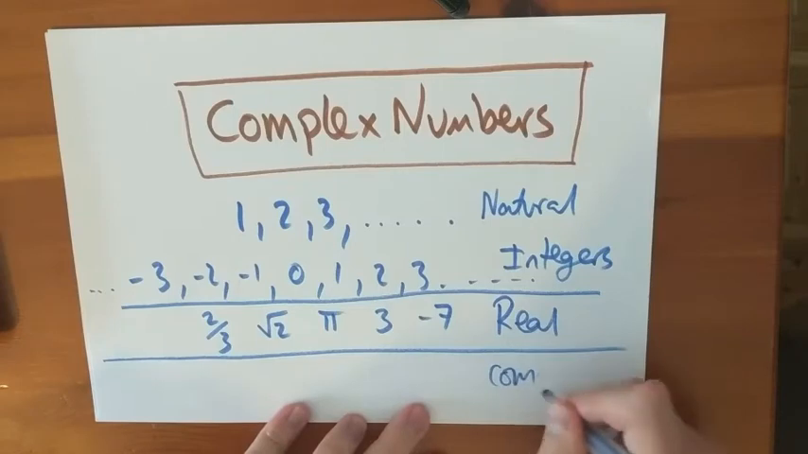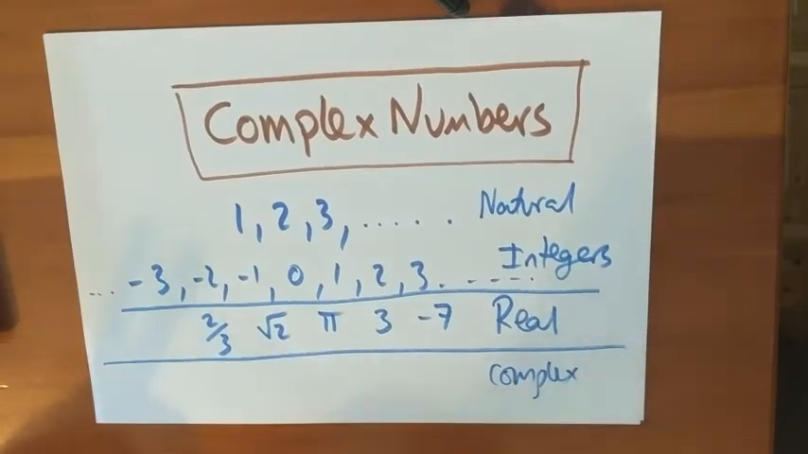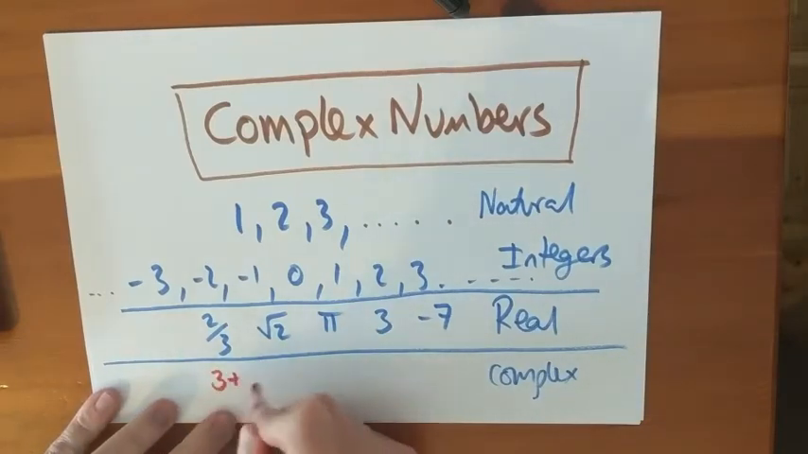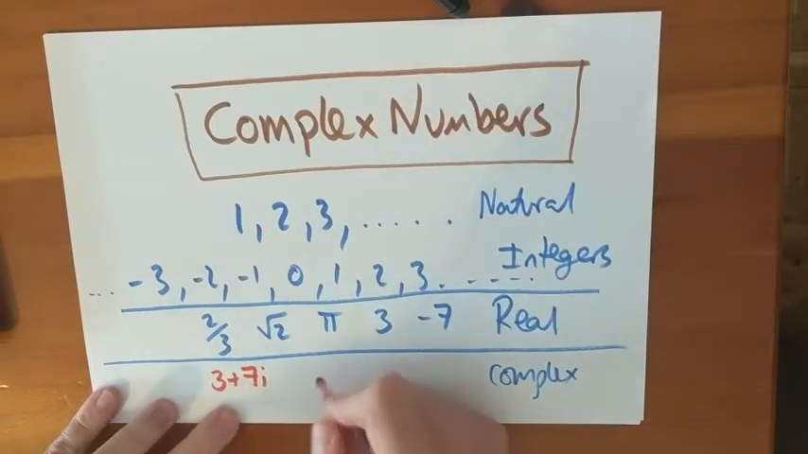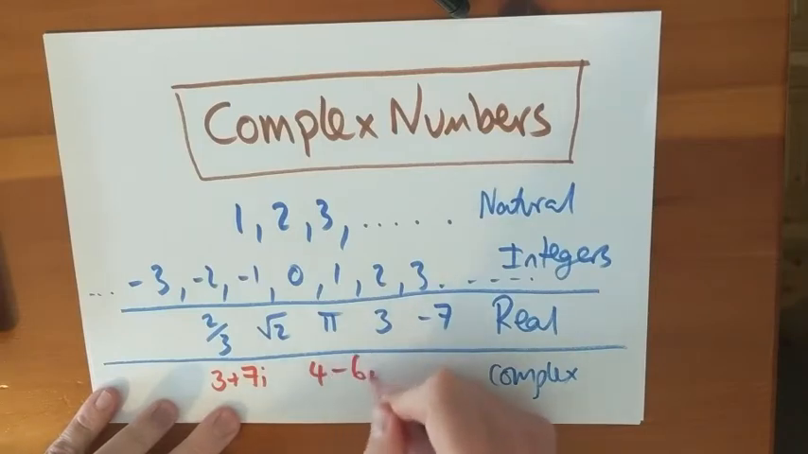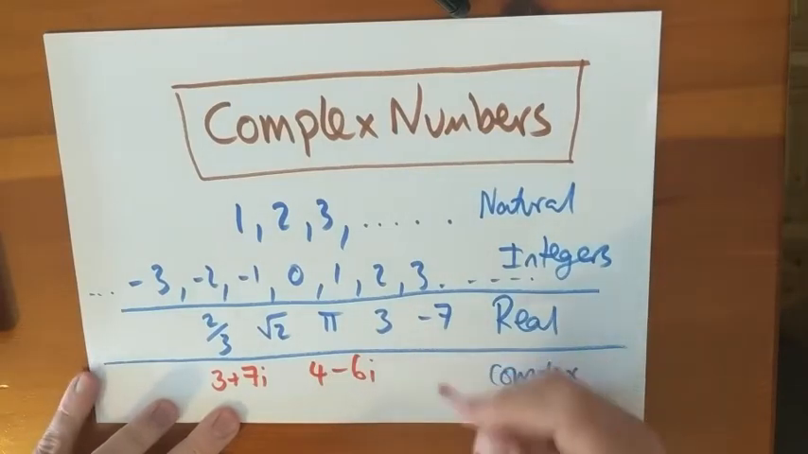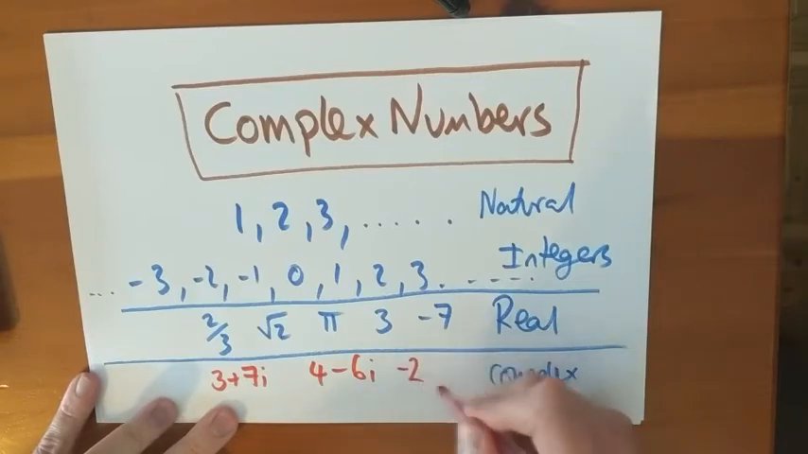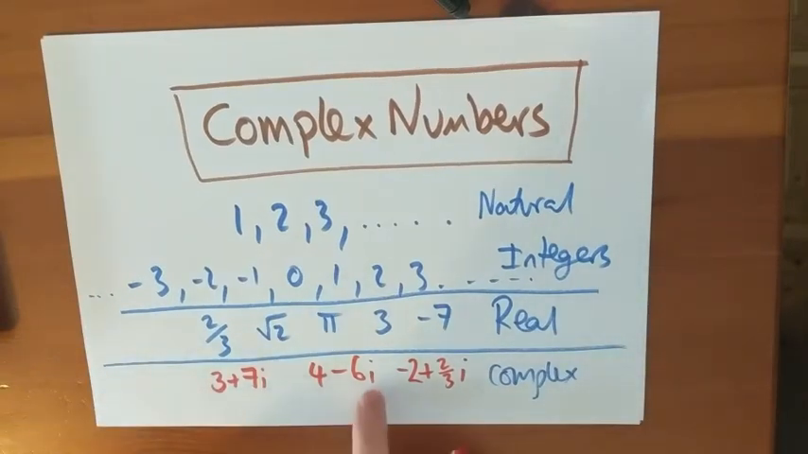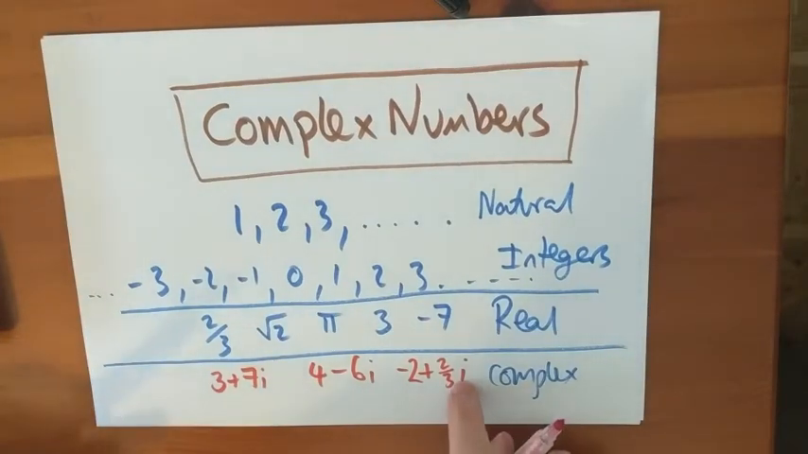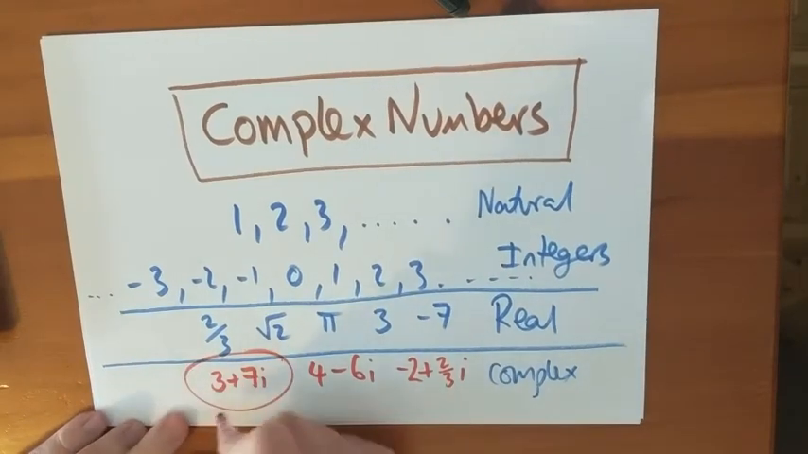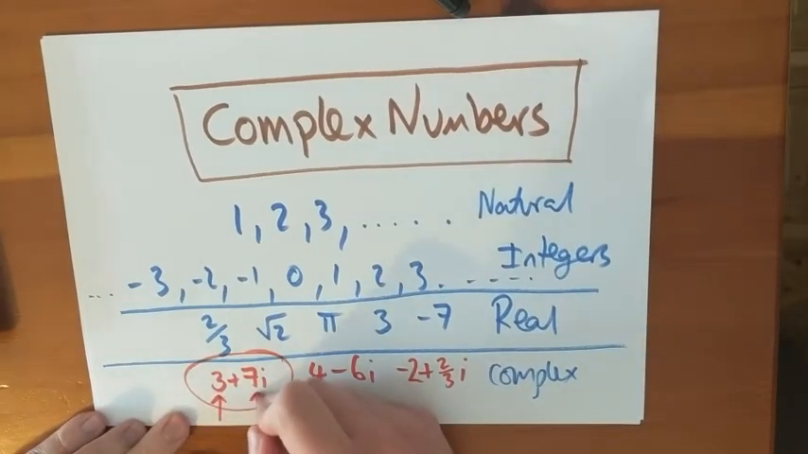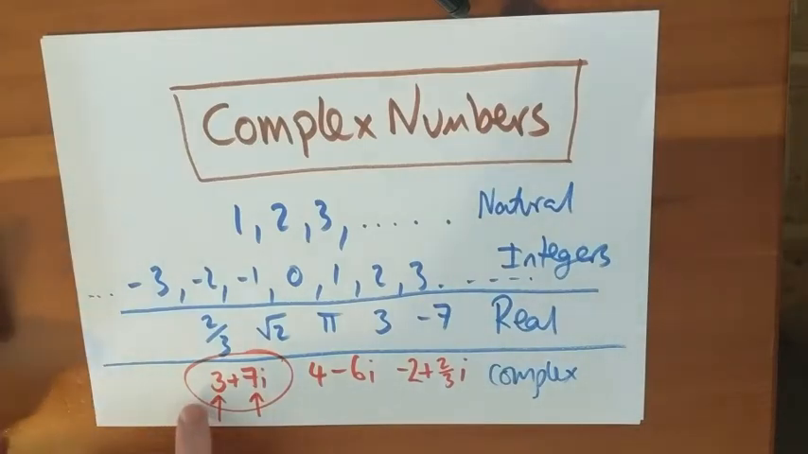Complex numbers include a special type of number, and that number is i. Complex numbers look like this. So you can have like 3 plus 7i, or you could have 4 minus 6i, and all sorts of different things. You could have a negative number at the beginning, -2 plus 2/3 i. Now this i is a special thing which I'm going to explain in a second, but a complex number has 2 parts to it. It has a number at the beginning and it has a number at the end, and the number at the beginning is the real part of the complex number, and the number at the end is the imaginary part of the complex number.